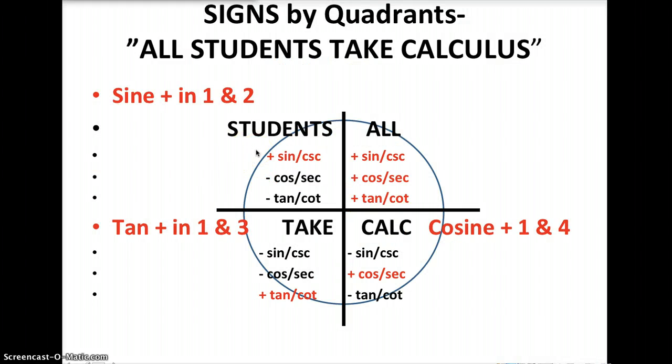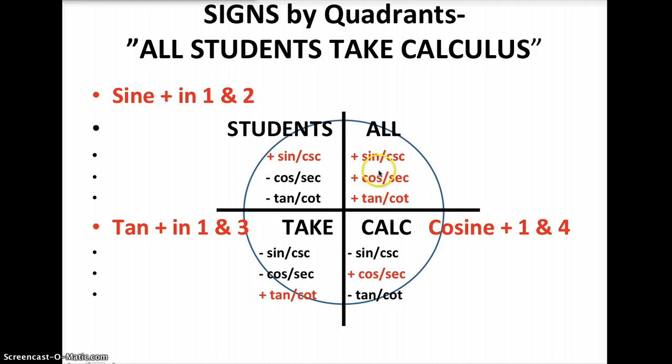In this section, from section 4.4, I want to talk to you a little bit about signs on trig functions by quadrants. The illustration for that is "All Students Take Calculus." The emphasis here is on positives and negatives.